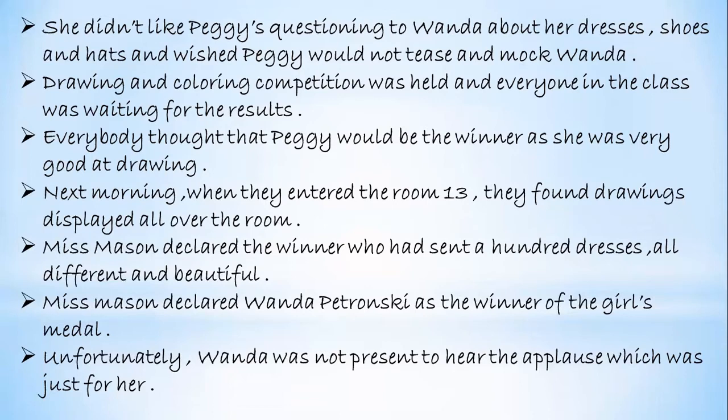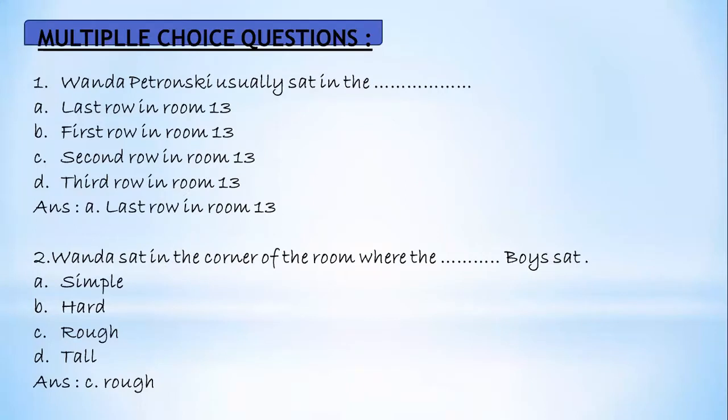So let's quickly discuss the multiple choice questions of this lesson, that is 100 Dresses Part 1. So first question is, Wanda Petronsky usually sat in the dash. Last row in room 13, first row in room 13, second row in room 13, or third row in room 13. And the answer is option A, last row in room 13. Okay. Next, Wanda sat in the corner of the room where the dash boys sat. Simple, hard, rough, tall. And the answer is option C, rough boys.